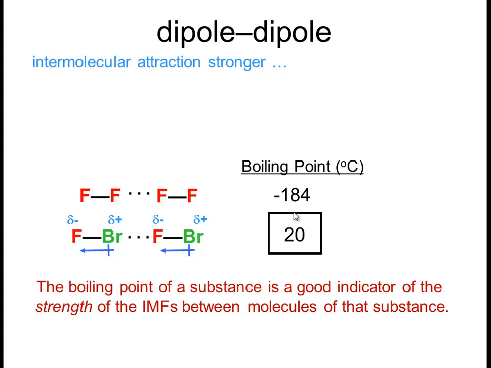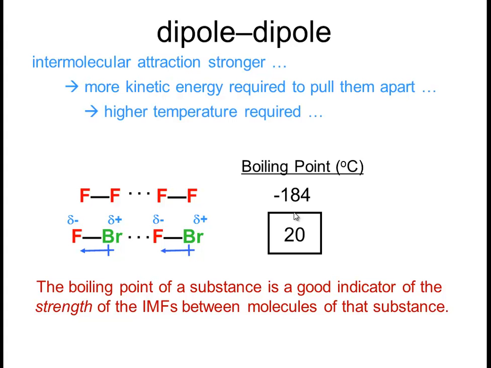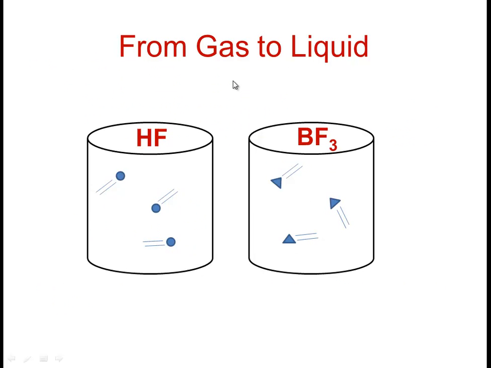As the intermolecular attraction gets stronger, it's going to take more kinetic energy to pull them apart, which means higher temperatures required, and that's what leads to the higher boiling points. So I tried to give you a little logic chain to solidify this point. Now, before we go, let's take an example and see if we can figure this out.